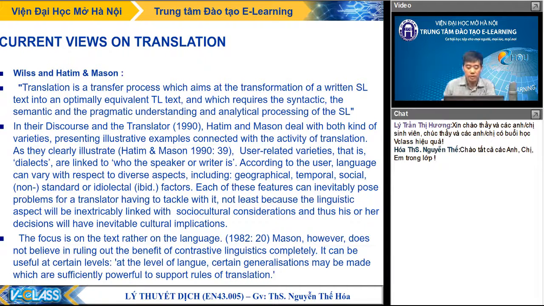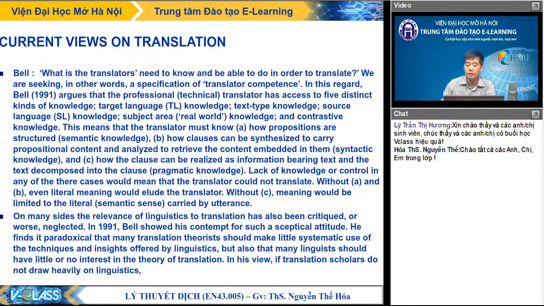But Mason, however, does not believe completely in the rule and benefit of contrastive linguistics. It can be useful at a certain level. So this researcher pays attention to the different levels of doing the translation. There may be several levels in translation, so we have to pay attention to this. The next one is Bell.